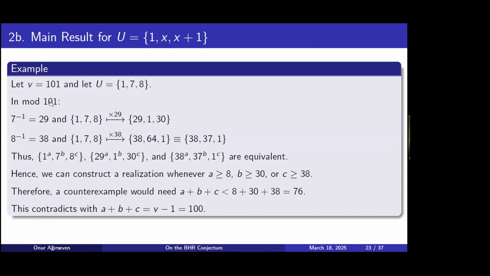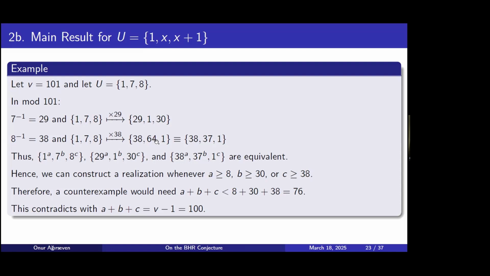And in mod 101, the inverse of 7 is 29, the inverse of 8 is 38. So if I multiply this by 29, then 7 will end up becoming 1, and I'll get an equivalent underlying set. Oh, look, it becomes {1, 29, 30}. 29 and 30 again differ by 1. Very good. If I multiply by 38, so that 8 disappears in a sense into 1, 8 can be made into a 1 edge.